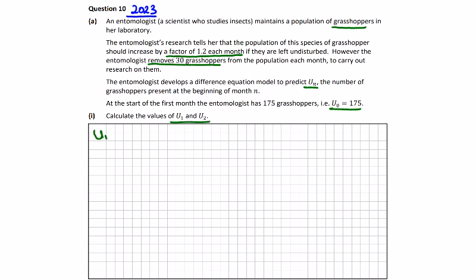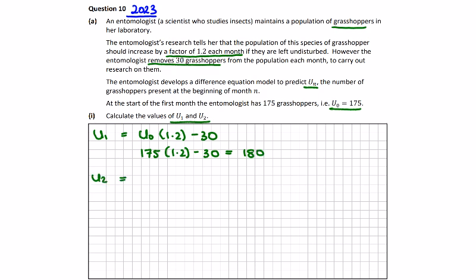So to find U1, we'd have to take U0, multiply it by 1.2, and take away 30. So this will be 175 with a growth of 20%, minus 30 would be a growth of 35. 210 minus 30 is 180.